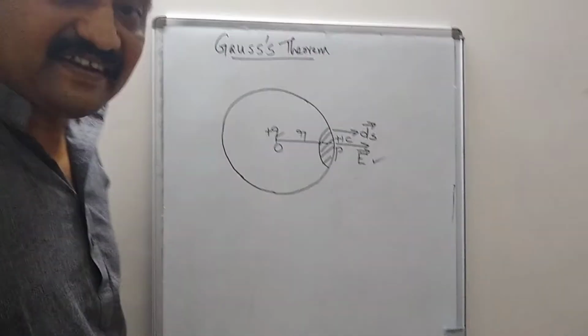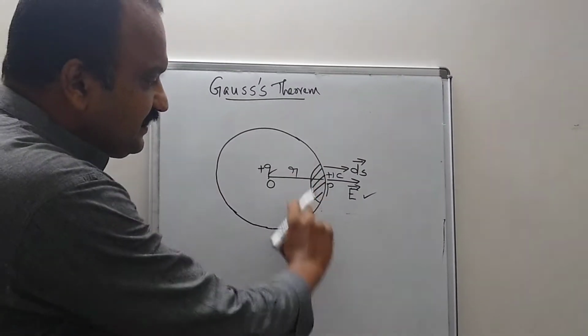So clear? E stands for the direction of intensity of electric field. What is the direction of ds?